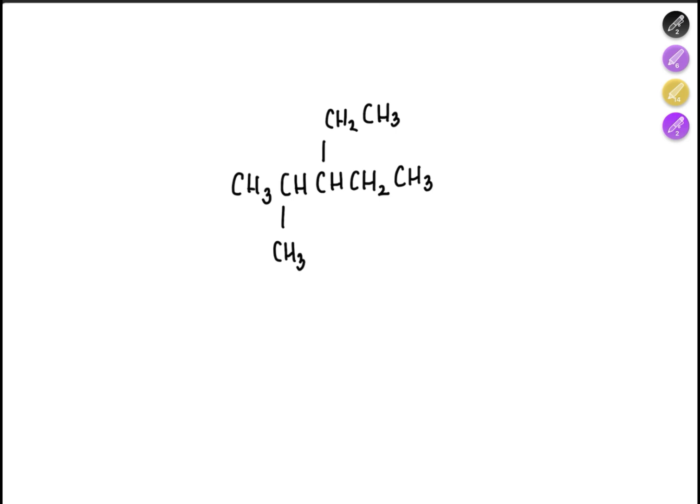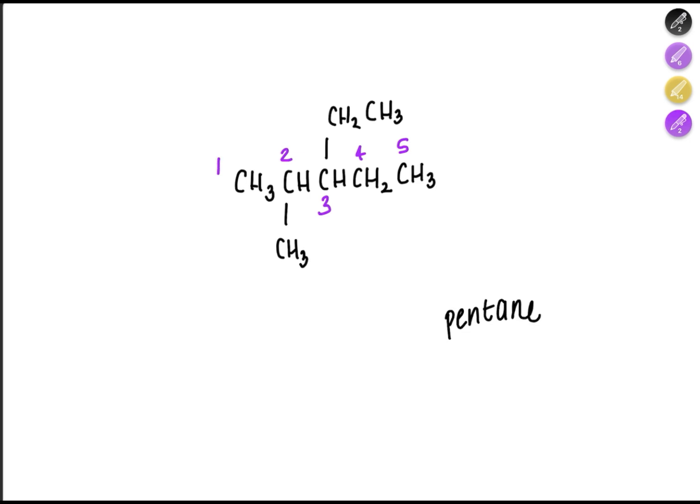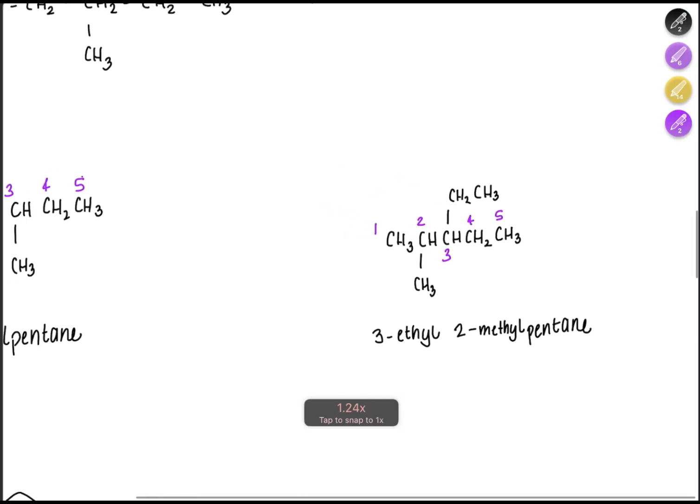If you are done, let's start naming it. This is going to be carbon 1, 2, 3, 4, 5 carbons. So again, you have a pentane. But now you don't have 2-methyl. First, you have a methyl group, and then you have an ethyl group. Why? Because you have 2 carbons here. So let's start naming this. This is going to be 3-ethyl because your ethyl group is attached to the third carbon, and then you have 2-methyl. 3-ethyl 2-methyl pentane. That's the name.